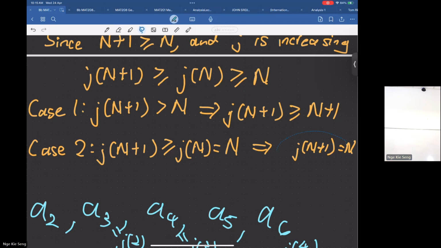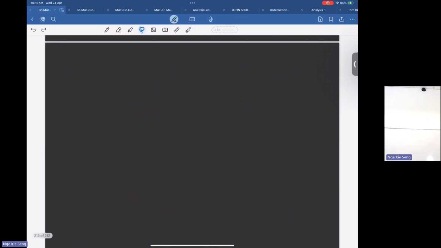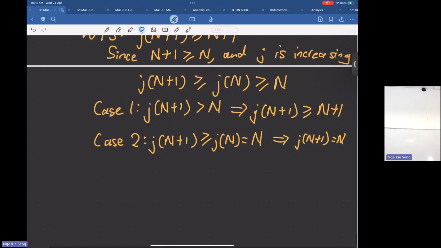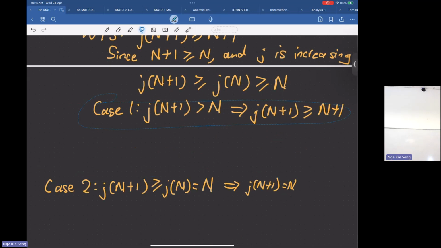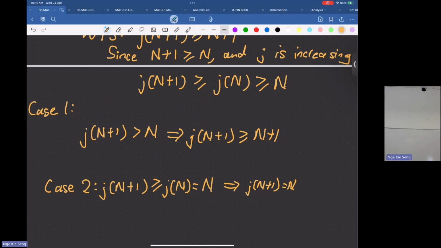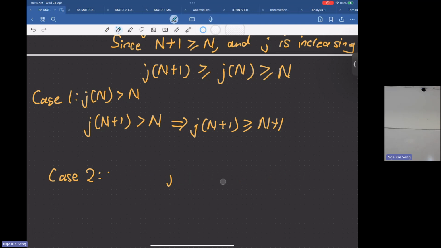Sorry. Okay, wait, a bit confusing. Let me reconstruct my thing again. So we shouldn't write like this. Let us restart again. I think we are not precise, so let's make things precise again. So what are the two cases here? Okay, case one actually is not Jn+1, but Jn strictly greater than n. And then the next one is Jn equals n.